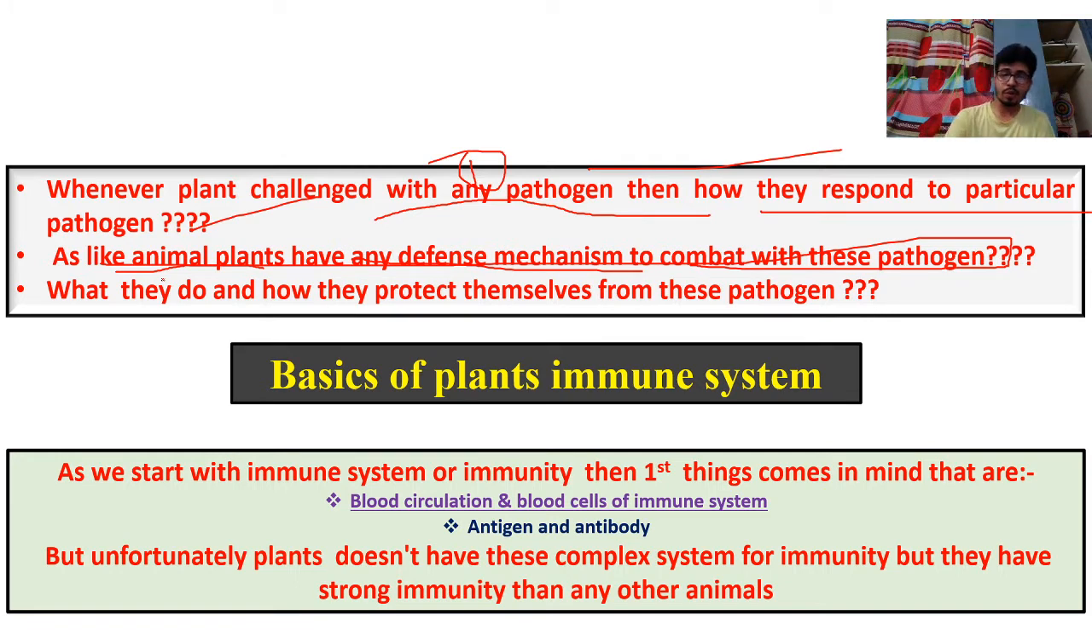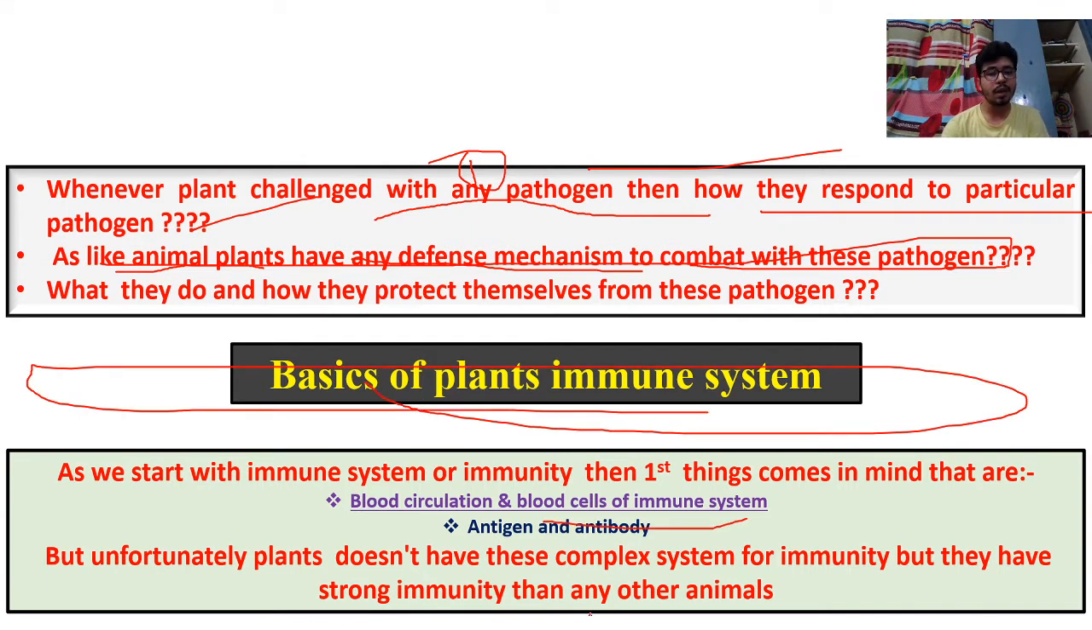So, the basic plant immune system. Before going in deep, I would like to say only one thing. As we start with the immune system, the first thing that comes to mind is blood circulation, blood cells, immune system, antigen, antibody interactions, as in animals. Nothing of that is possible in plants because there is no circulatory system as in animals. Blood is not there, immune cells are not there.